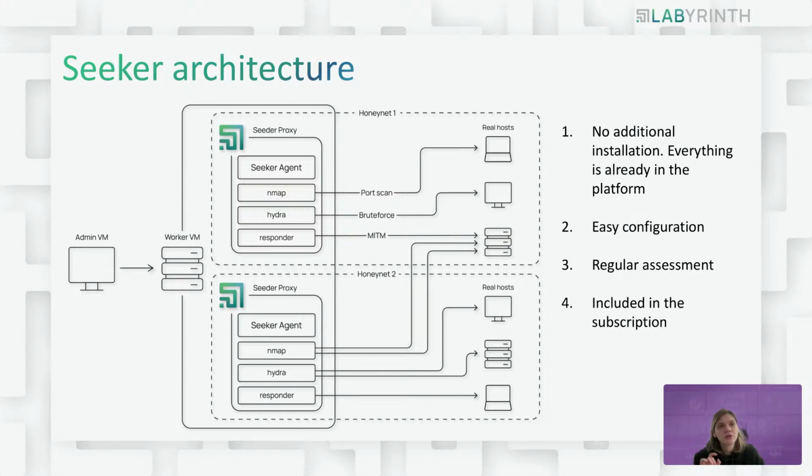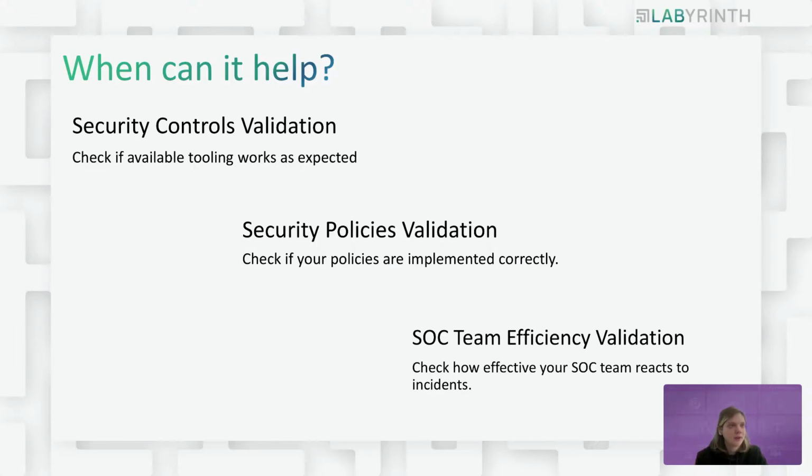All you need to do is to provide the chain of events that will happen, so the chain of actions that will be done, and configure if you would like to have it regularly, like scheduling, and that's it. Next, the scheduling part allows for regular assessment, because one of the goals of Seeker is to provide these constant checks. And why not use it if it's included in the subscription, so we don't do any licensing. For Seeker, you can use it freely.